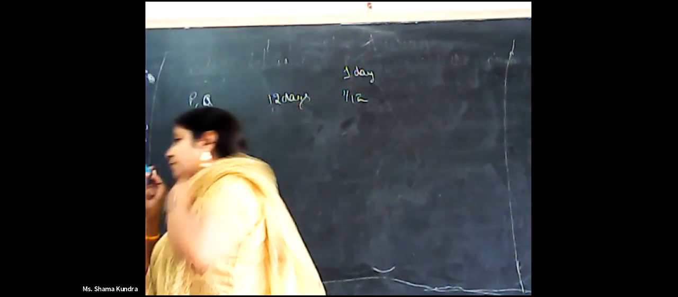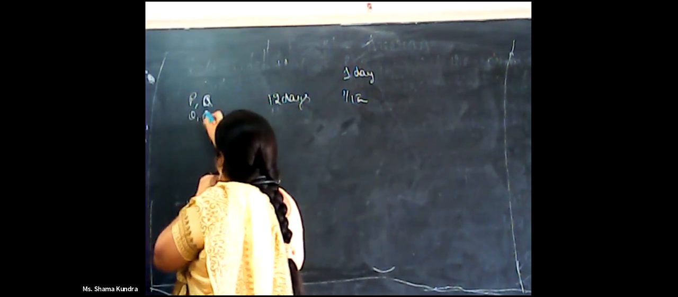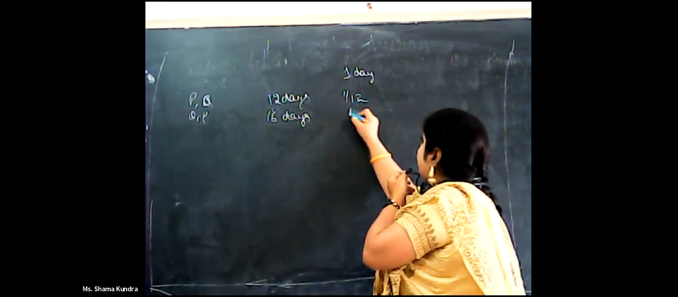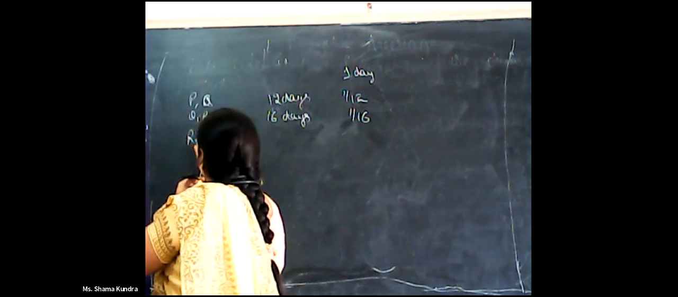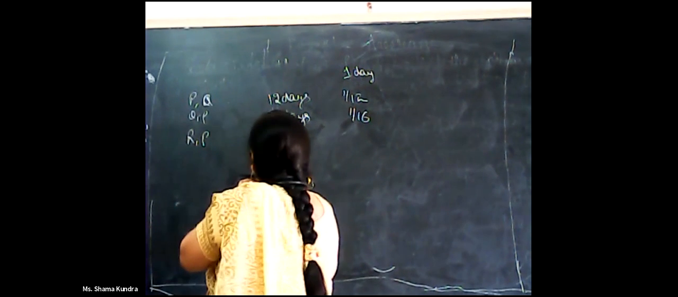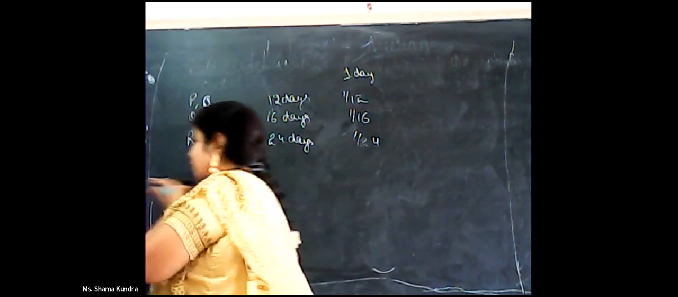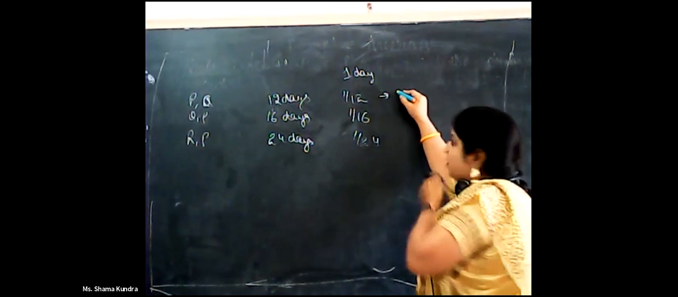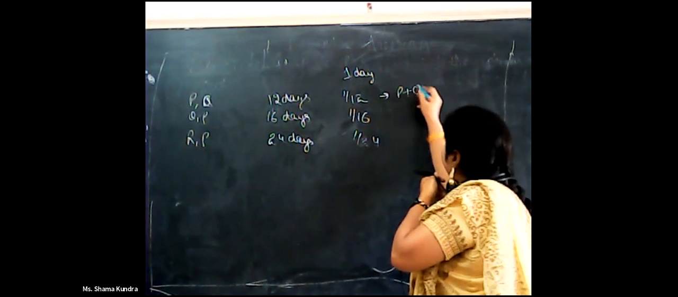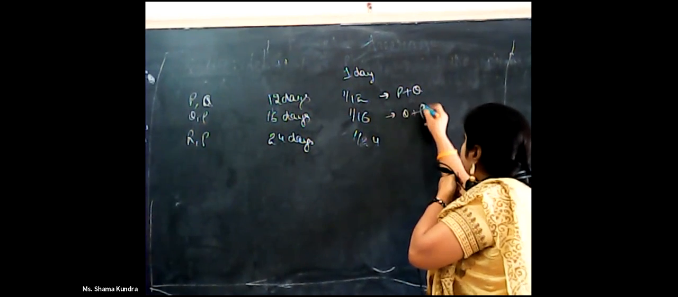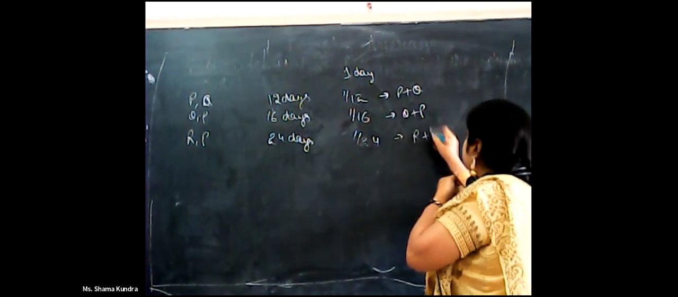Continuing the statement, Q and R will take 16 days. Now simply invert, what you will get? 1 by 16. Then R and P will take 24 days. Simply invert it, what you will get? You will get 1 by 24. So this is the amount of work done by PQ, means P plus Q. This is Q plus R. This will be R plus P.